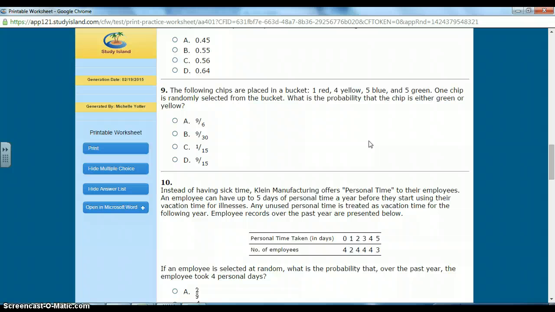What is the probability that the chip is either green or yellow? Okay, so we add all our chips together, 5, 10, 15. We have 15 chips. We're picking one out of the bucket, and we want it to be either green or yellow. So the possible outcomes is 15. And they're green and yellow, there are 9 green and yellow, so 9 out of 15 is your probability of picking a green or yellow chip.